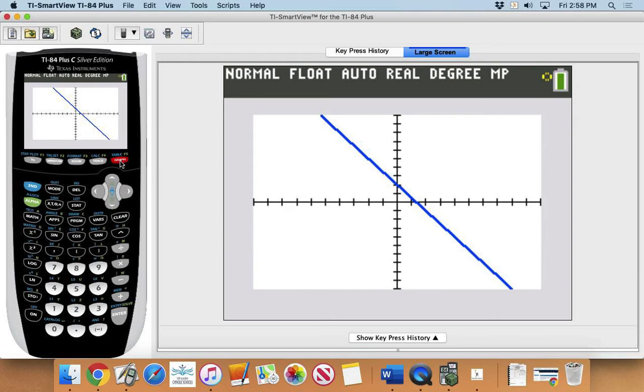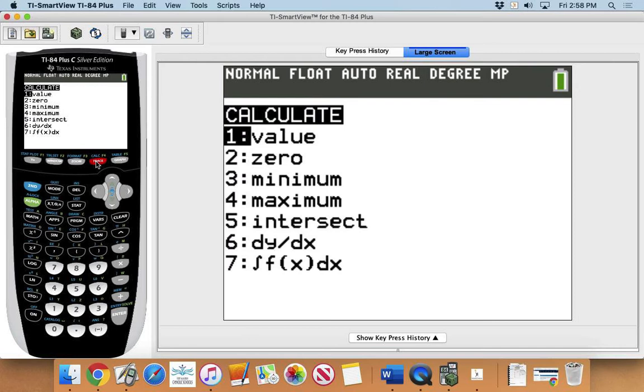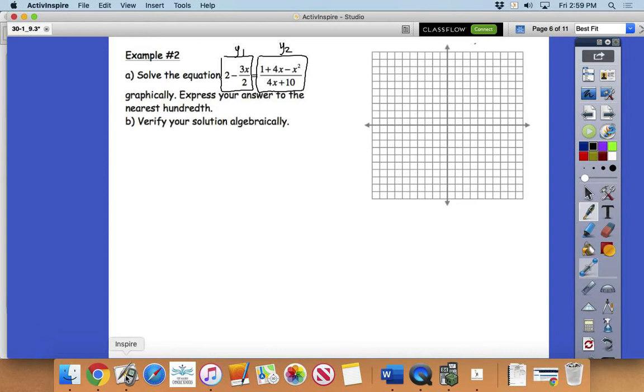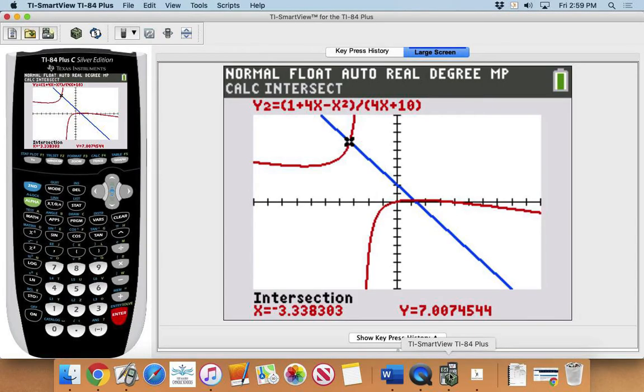Okay, so there is our linear equation, which is our y1, and this is our y2 value. So I'll go second trace. I'll go to the intersection, number 5, and then you're going to go as close as possible to the intersection you choose, and you're going to press enter 3 times. So our first answer is -3.34. So we know that we're going to have an intersection at x equals -3.34. Okay? So we're only looking at the x coordinate when we're solving for these.